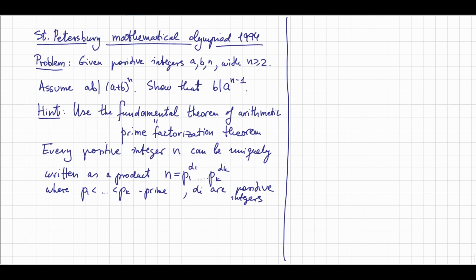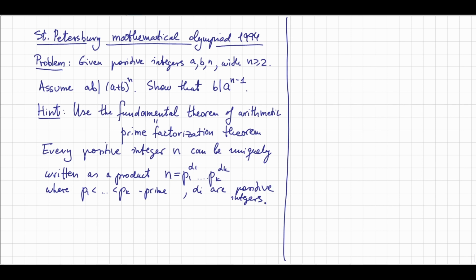And the hint is to use the fundamental theorem of arithmetic, also known as the prime factorization theorem. Recall that the theorem says that every positive integer n can be uniquely written as a product of prime powers. Formally, n equals p1 to the power of alpha 1 and so on, pk to the power of alpha k, where p1 is less than and so on less than pk. These are prime numbers, and the alpha i are positive integers.